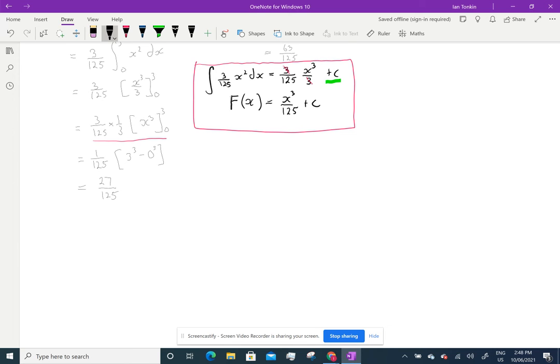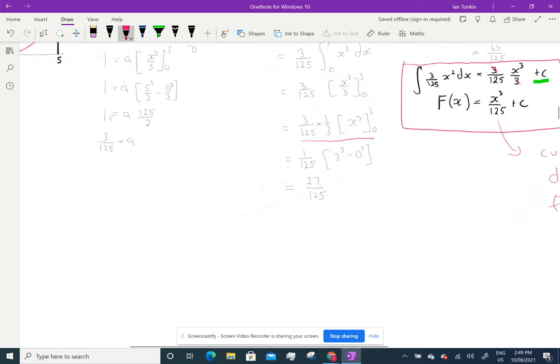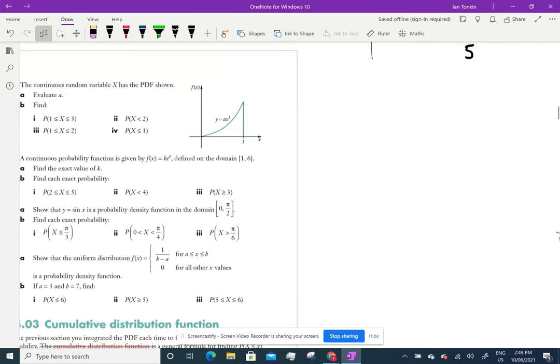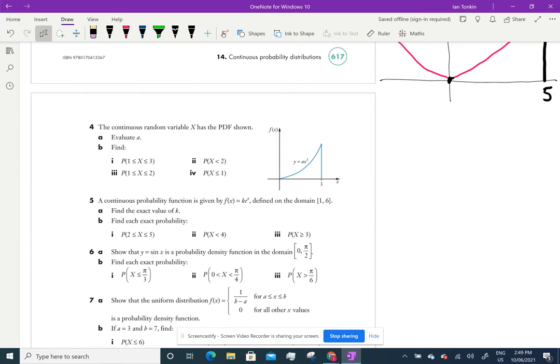And that just means we don't have to keep doing it again and again and again. And remember, this thing is called the cumulative distribution function. So you don't have to keep integrating again and again and again. Once you have it, you just use it.